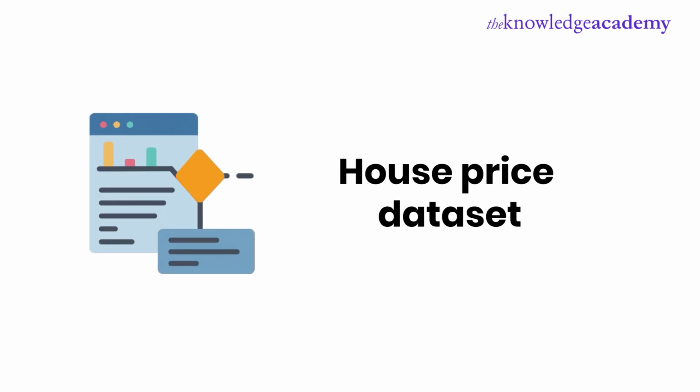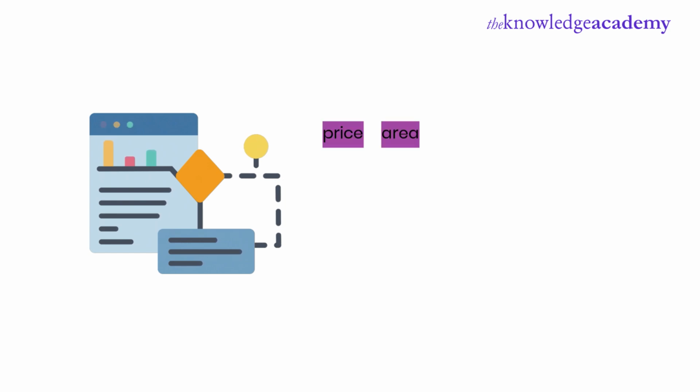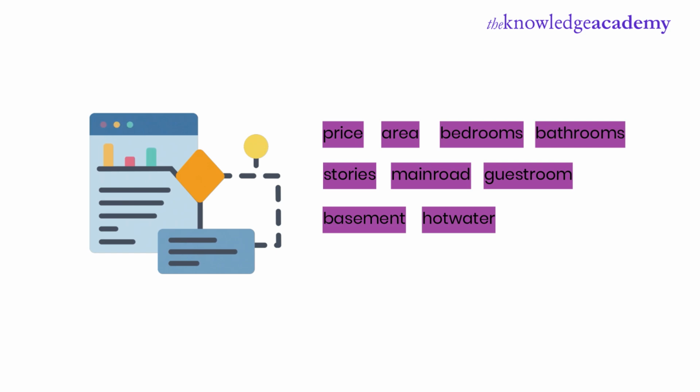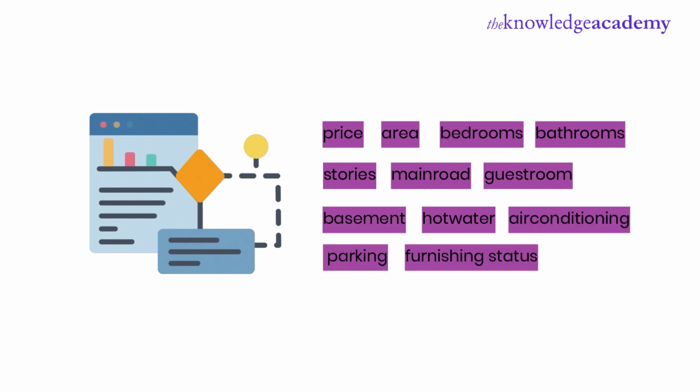In this house price table, we have columns like price, area, bedrooms, bathrooms, stories, main road, guest room, basement, hot water heating, air conditioning, parking, and furnishing status. We will be playing around with these columns to understand SQL string functions.